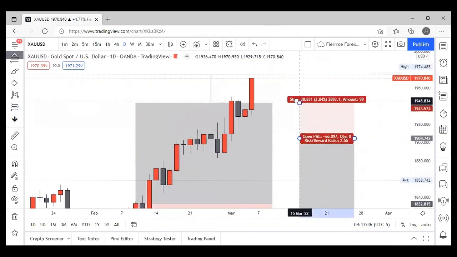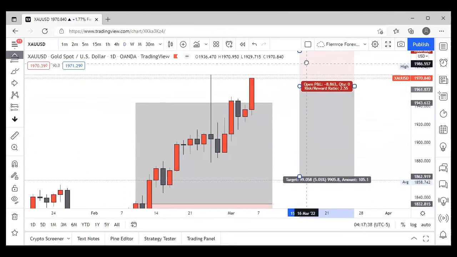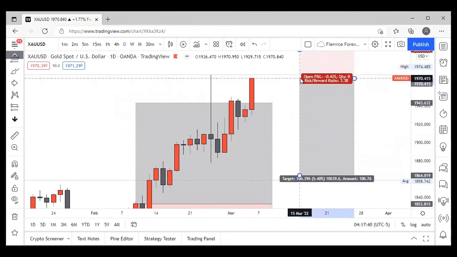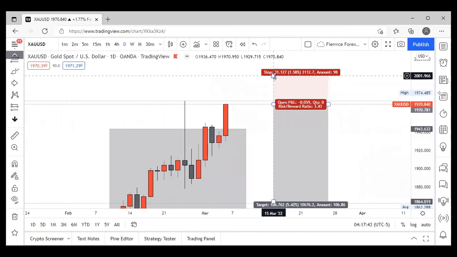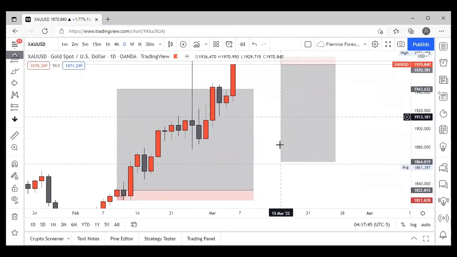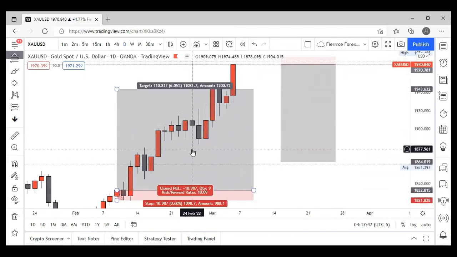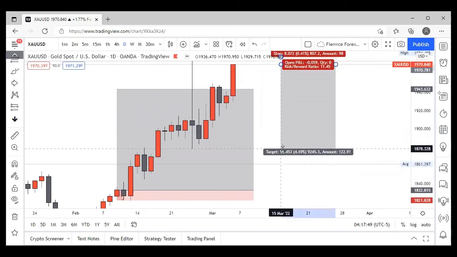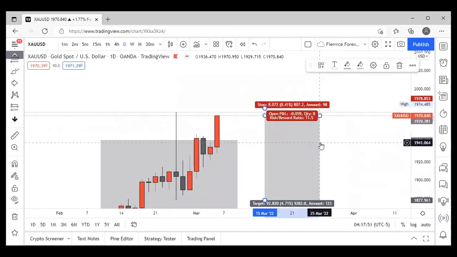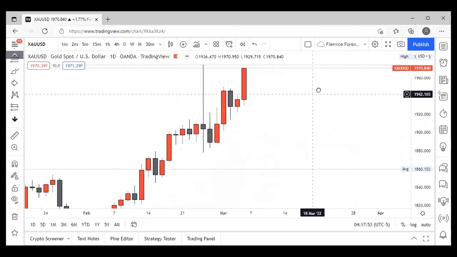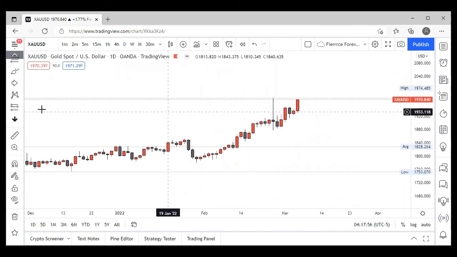So my stop is maybe here. Let's say I wanted to sell up here because price is here and I'm anticipating gold, when the market opens, is going to open. I can put my stop there. And then I'm thinking I want to sell up to maybe here. I can just go there, and that's how I'll place the long position tool and the short position tool. So that's where you get those tools.